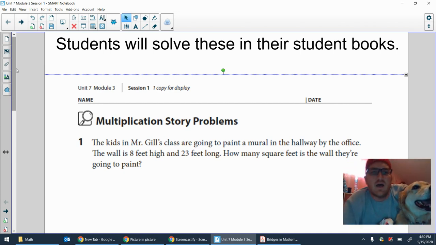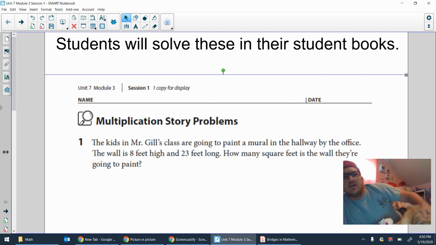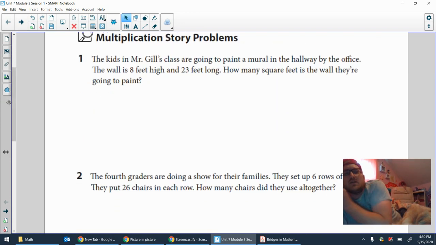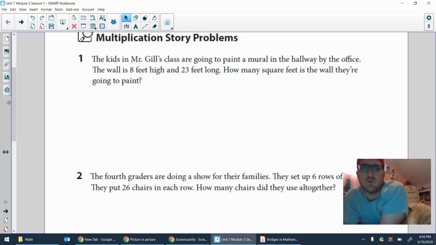Our first problem says the kids in Mr. Gill's class are going to paint a mural in the hallway by the office. The wall is 8 feet high and 23 feet long. How many square feet is the wall they are going to paint? Once again, we are doing multiplication, and we're doing area. Remember, area is multiplication.